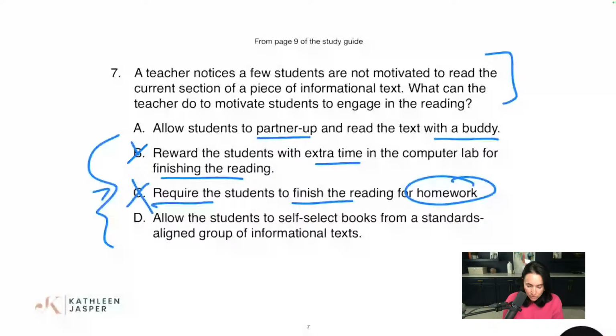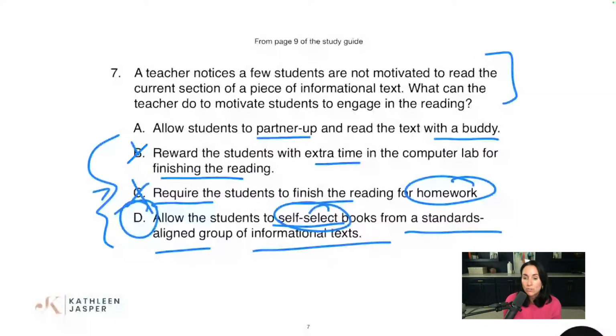And D, allow students to self-select books from a standards-aligned group of informational text. This has all the good words. First of all, self-select books. You're giving students choice and autonomy in their reading. This is huge. This is how you motivate them. This is how you help them to love books. Let them read what they want.